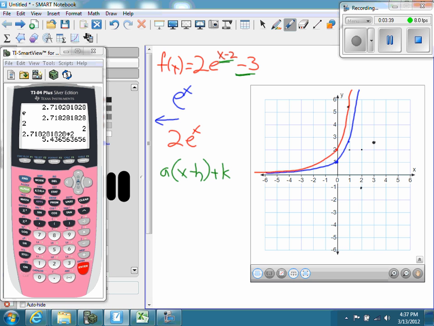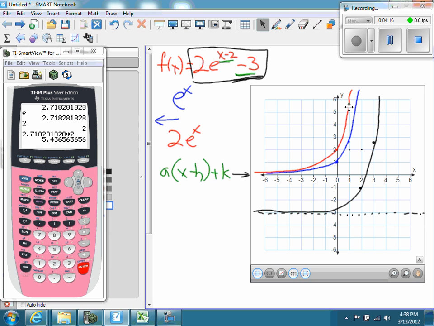But the other thing that will really help me draw this graph is, since I'm going down 3, my horizontal asymptote, which used to be the x-axis, also is going to go down 3. So I'm going to make a new horizontal asymptote and put it in as a dotted line. And now I have my 2 dots. I can pretty easily draw this graph. And that's it. That is the graph of that.